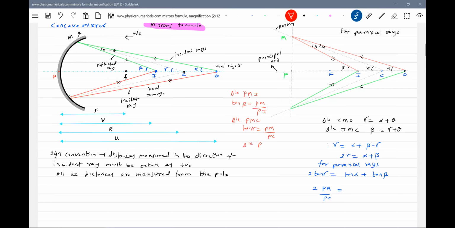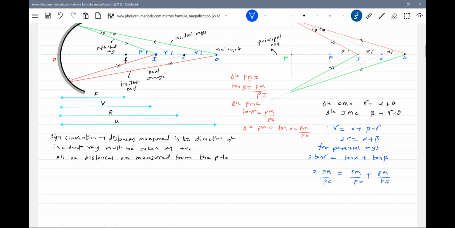Similarly, in the triangle PMO, tan alpha should be equal to PM by PO. So those things I'm going to replace here. Tan alpha will be PM by PO, tan beta is PM by PI. Okay, the PM gets eliminated. So 2 by PC equal to 1 by PO plus 1 by PI.